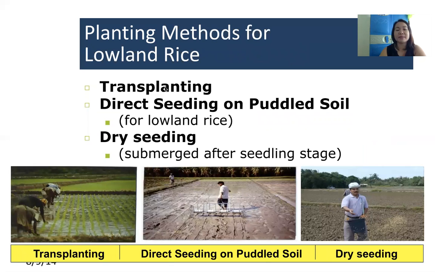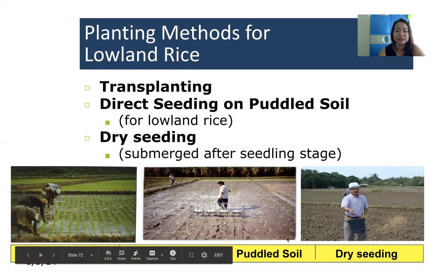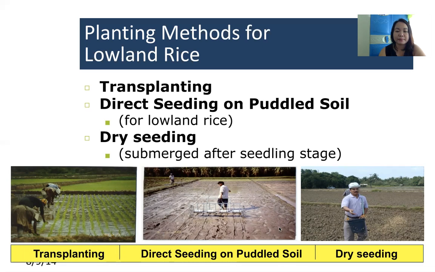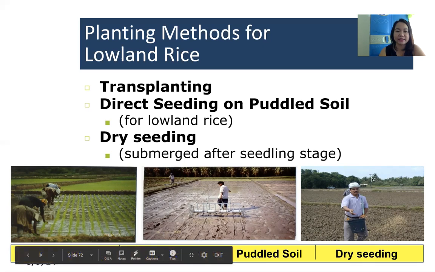So these are the planting methods for lowland rice. Those we discussed earlier are for upland crops. For lowland rice, you need transplanting. This has already been shown to you in the previous video, so it's just a matter of review. Second is direct seeding on puddled soil, and you also have dry seeding, or submerged after the seedling stage. So this is transplanting, direct seeding, and dry seeding.